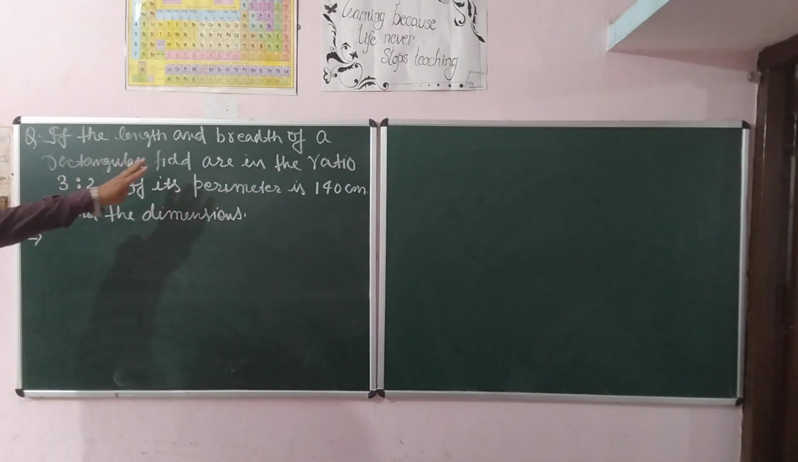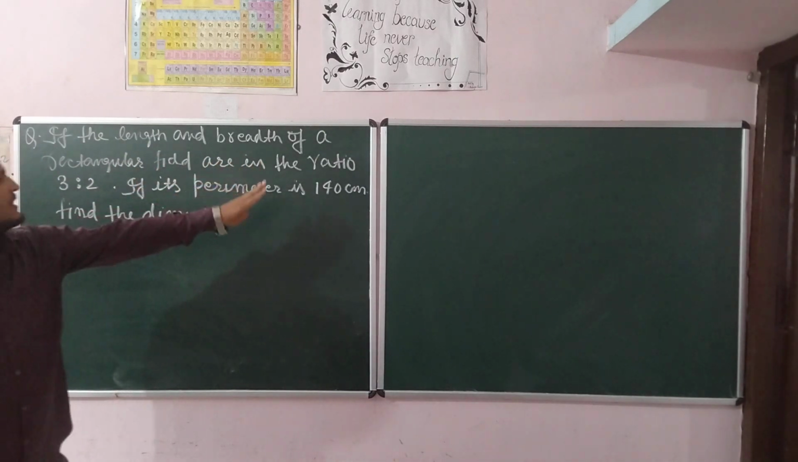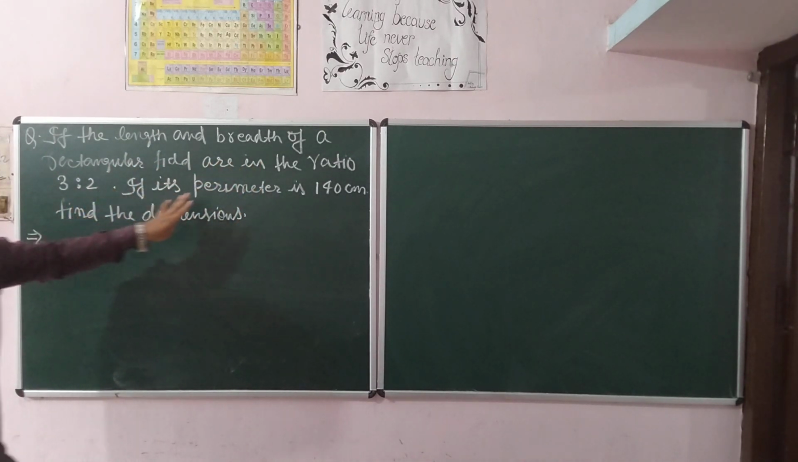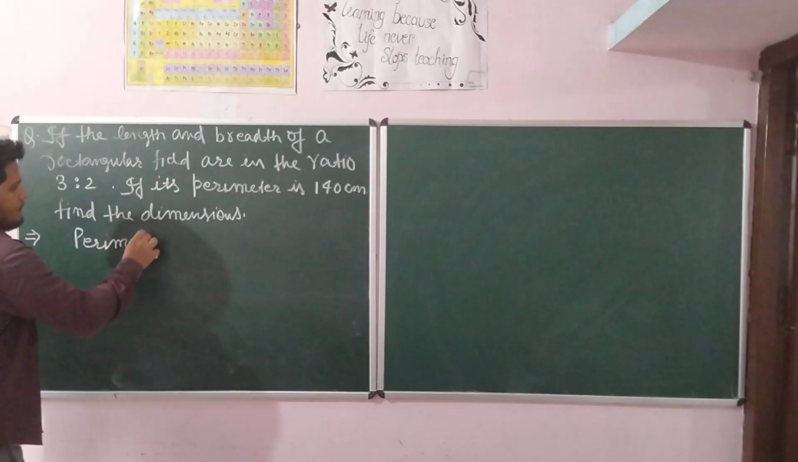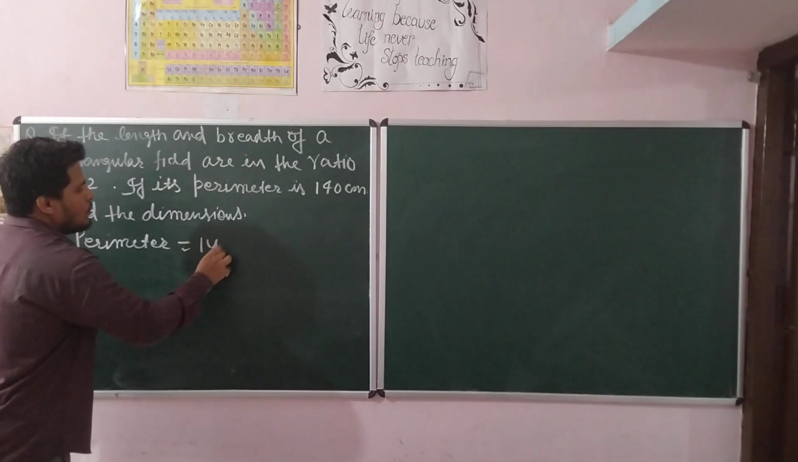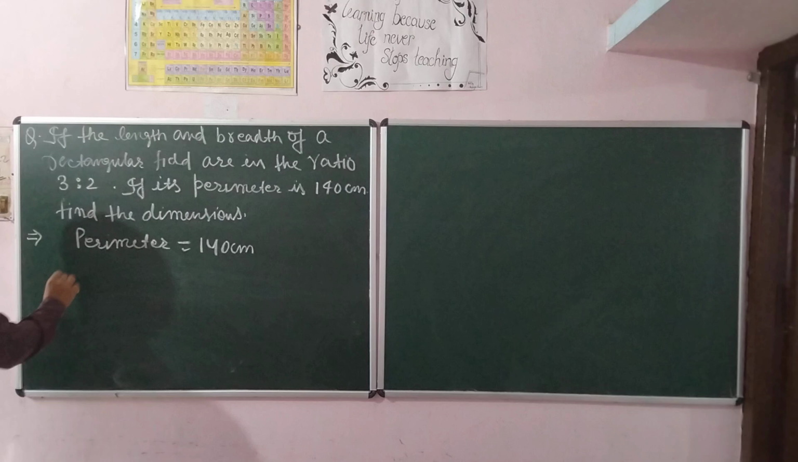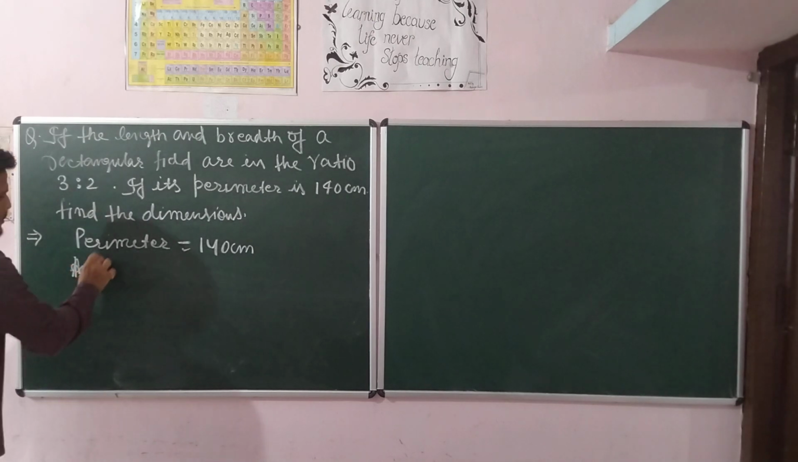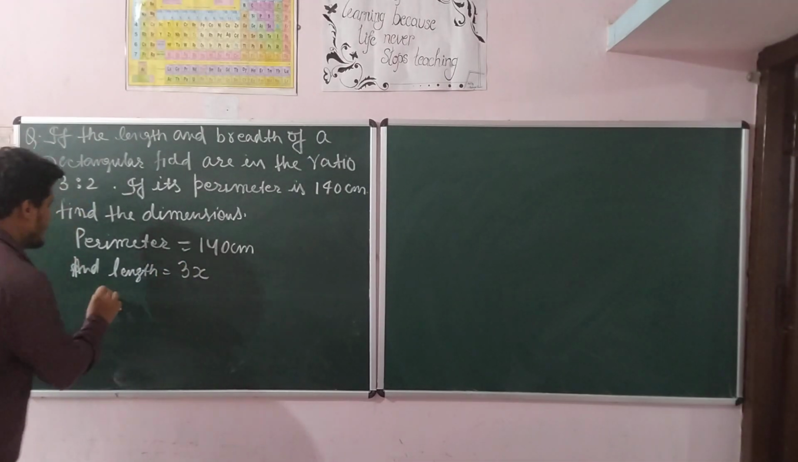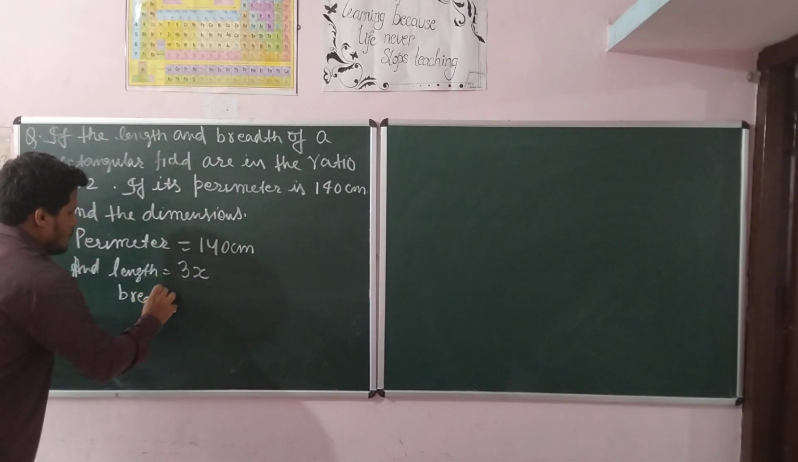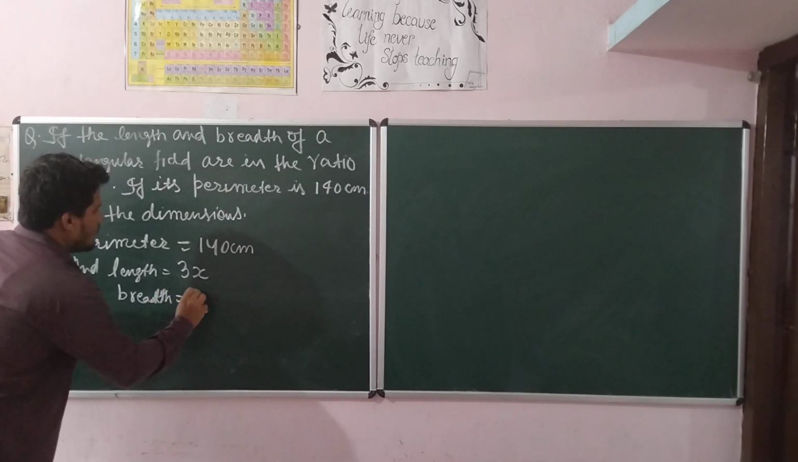Now, if the length and breadth of a rectangular field are in the ratio 3:2, and its perimeter is 140 centimeter, find the dimensions. It means find the length and breadth. Okay. So now, first of all, we have to write what is given. Perimeter is equal to 140 centimeter, then length is equal to 3x and breadth is equal to 2x.